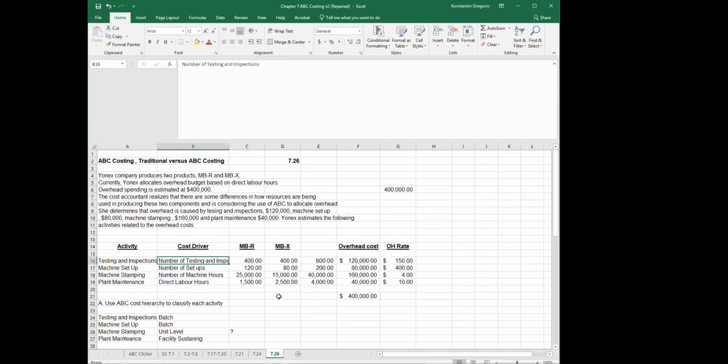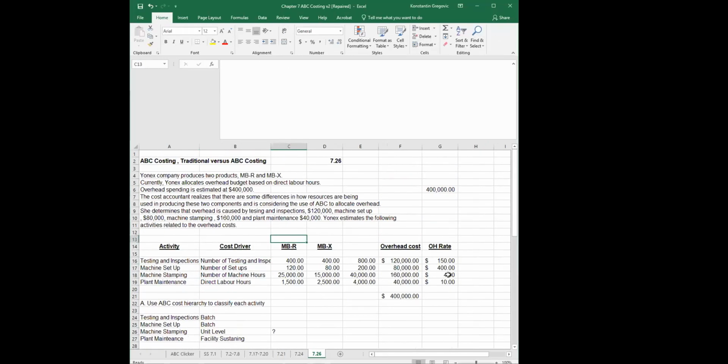So let's go over this question. 7.26, we'll take it up at 8 o'clock. And we should be able to run through this in the next 10, 15 minutes. And then you guys can write the quiz on process costing. Sounds good?